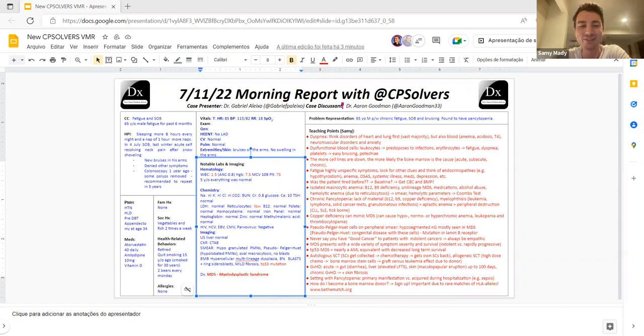So it's important to never say you have a good cancer to patients with indolent cancers. Always try to be empathic. And MDS presents with a wide variety of symptoms, severity, and survival, indolent versus rapidly progressive. And Dr. Goodman told us that the TP53 MDS is nearly an AML equivalent with decreased long-term survival.